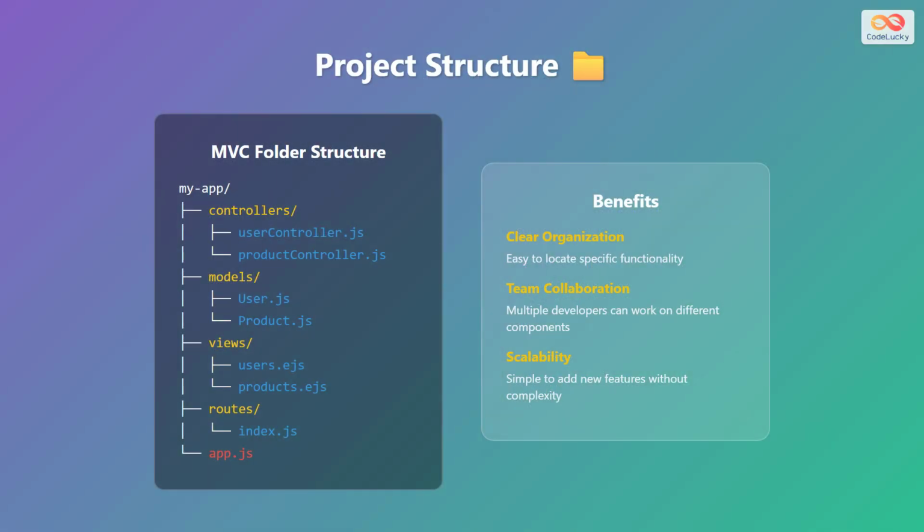A well-structured MVC project typically includes the following folders: controllers, models, views, routes, and a configuration file like app.js. This structure provides clear organization, making it easy to locate specific functionalities, enabling team collaboration where multiple developers can work on different components, and ensuring scalability by simplifying the addition of new features without increasing complexity.